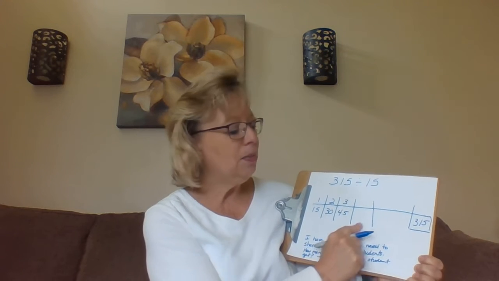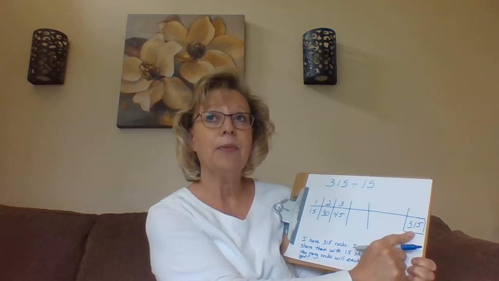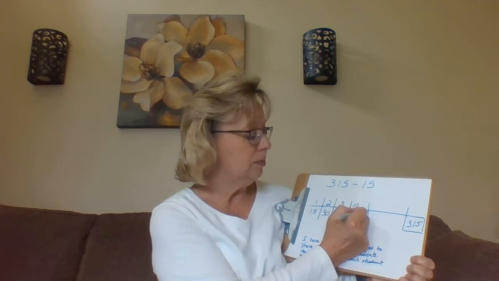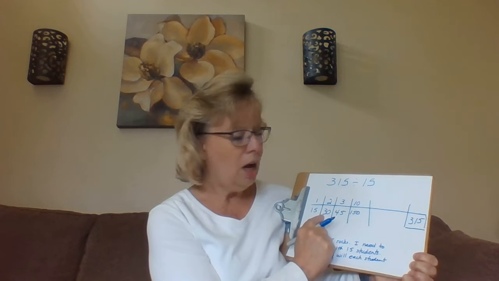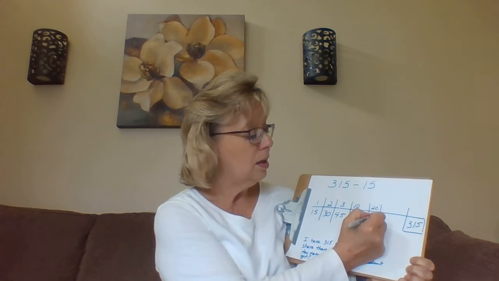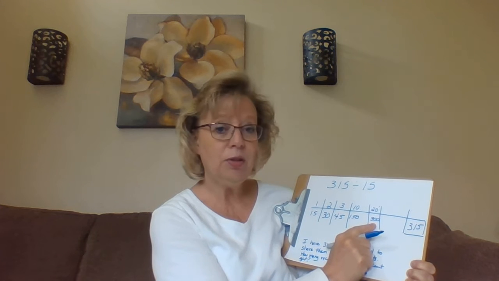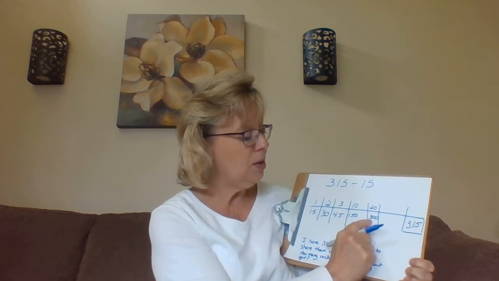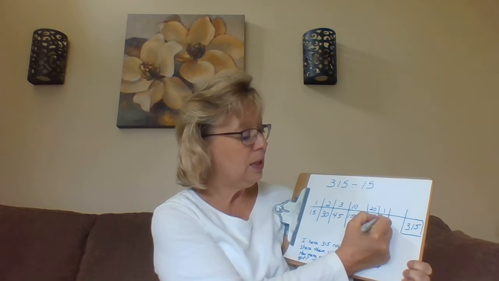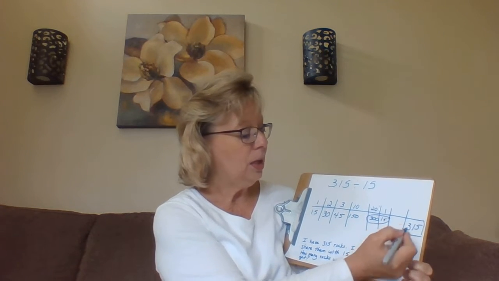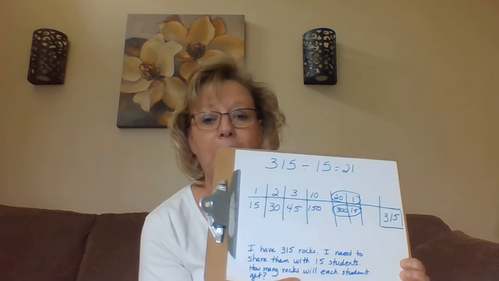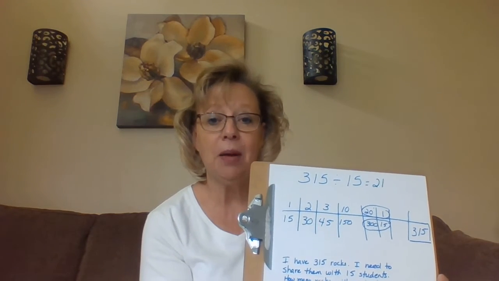Now, if I keep building this way, it's going to take me a long time to get to 315. So if 1 is 15, then I know 10 would be 150. Okay, I'm getting closer. If 10 is 150, that means 20 is 300, because 2 is 30, so 20 will be 300. Look how close I am now. Since I used 20, I'm only 15 away, which means if I do one more group of 15, I would have 315, which means that my quotient is 21. So I'm using my ratio table to build up to that big number.